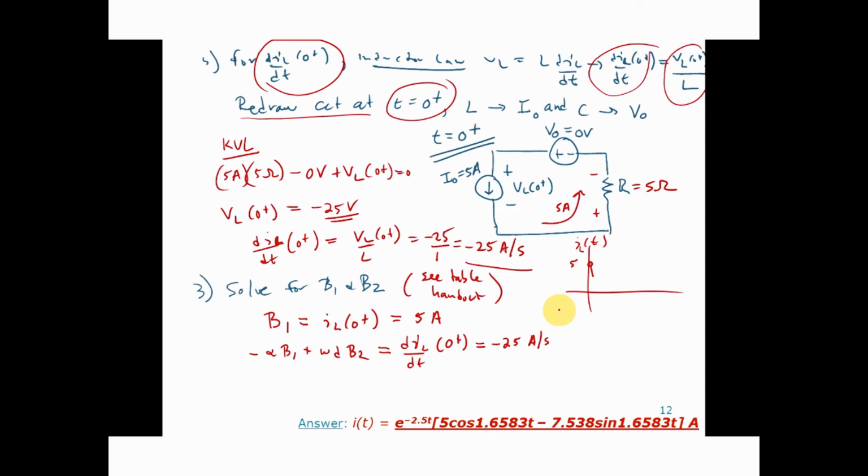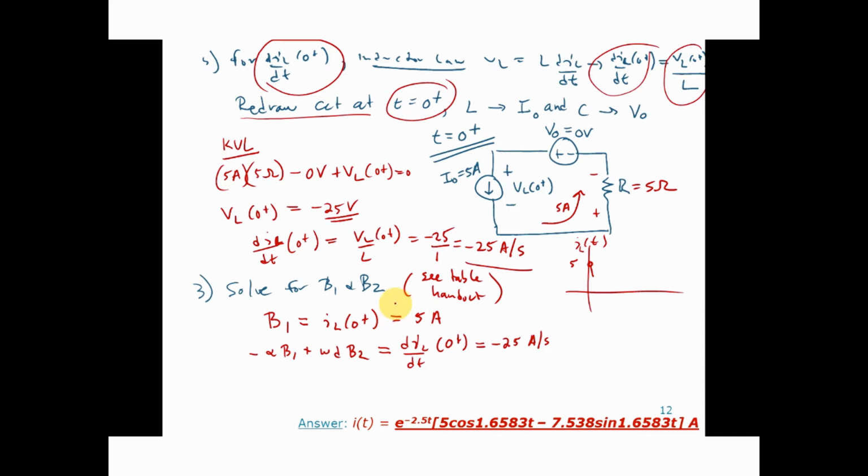You can watch it or look at it on the PDFs too. Minus 25 amps per second. That's the dIL/dt at 0 plus. And so basically the first equation already gave us the answer for b1. It says b1 is going to be 5, right?